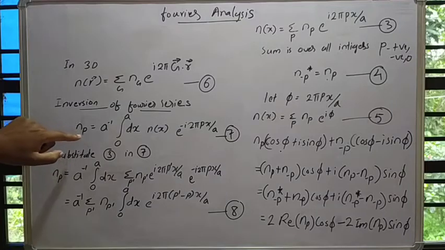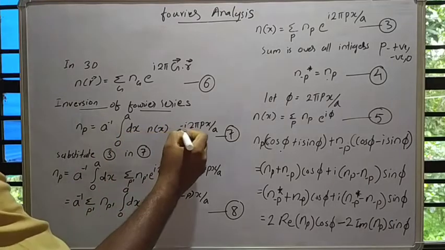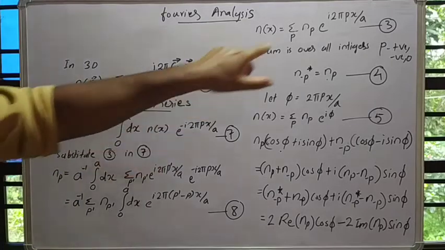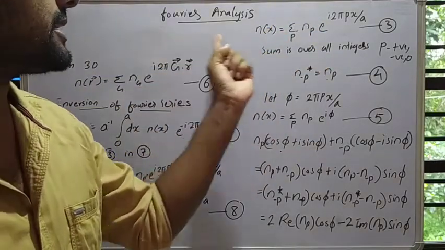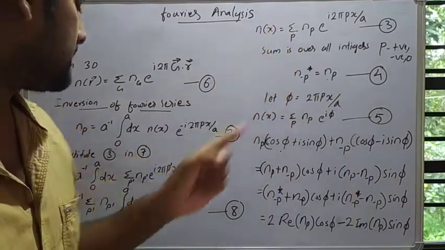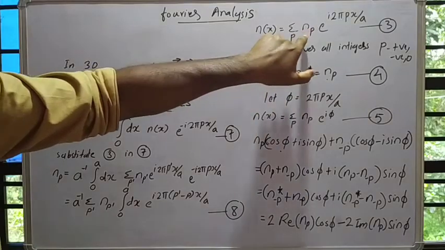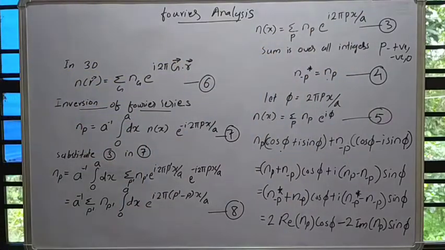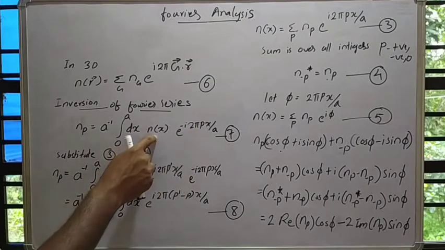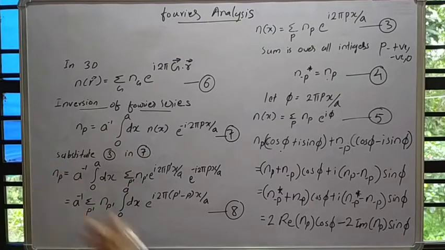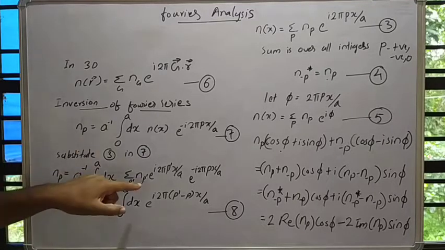If I am finding n1, that n1 equals a inverse integral 0 to a dx n of x e raised to minus i 2 pi 1 x over a. But still, n of x is there, and in that n of x the p's can have values from minus infinity to plus infinity. So this p and the p included in n of x may be the same or different. That's why I am using p dash here.